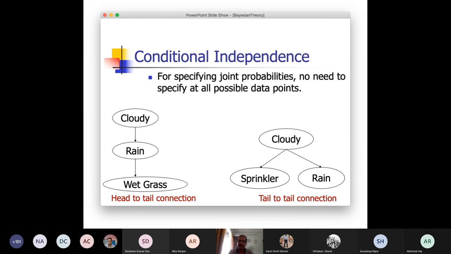So specific examples with those topologies could be like this, just for your better understanding, giving some realistic examples. So you see that the sky is cloudy, and what is the probability of rain if it is cloudy, and what is the probability of wet grass if it rains? So this kind of conditional dependencies can be captured using this kind of topology.